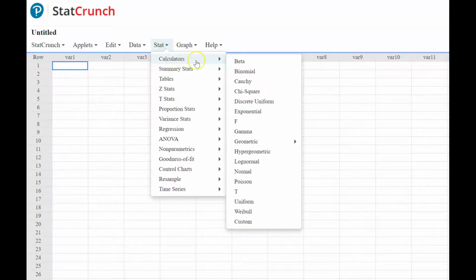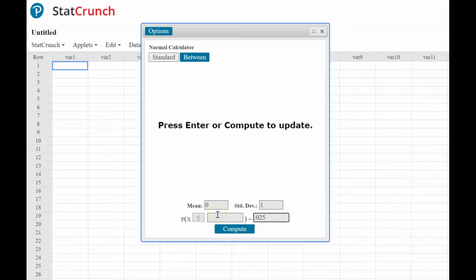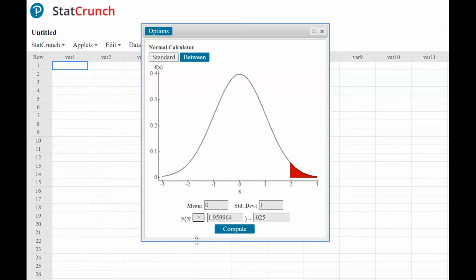Now let me show you how to find the z-score for the area that is located to the right of that z-score. Go to Stat, Calculators, Normal. We need to find 2.5% or 0.025 to the right of the z-score. So let's type the area, 0.025, in the right box, and then make sure you change the sign from less than to greater than, because we're looking to the right of the z-score. And here's the z-score, 1.96 rounded to 2 decimals.